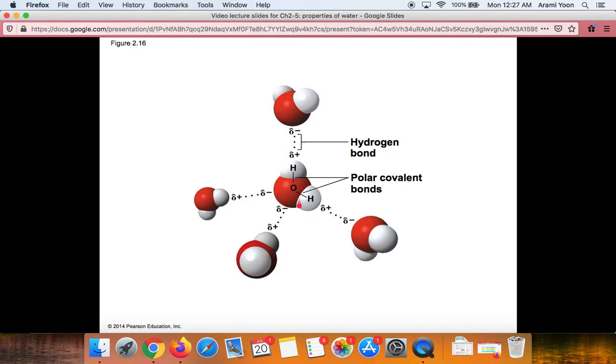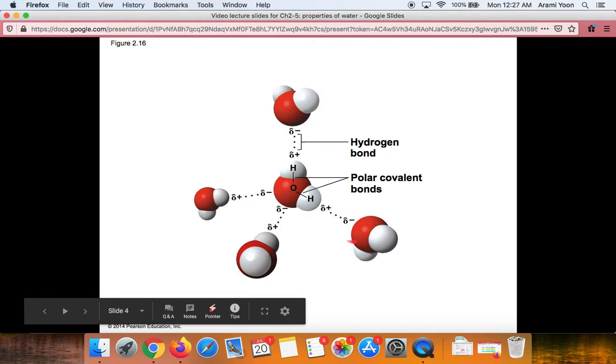And what I want you to notice is that every red oxygen has this little symbol. It's the Greek letter delta with a little minus sign next to it. So this oxygen atom is delta negative. This one here has the delta negative symbol next to it. This one here as well. And even though they're not present in the picture, this oxygen is also delta negative. This one is also delta negative.